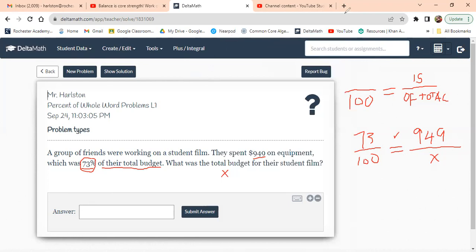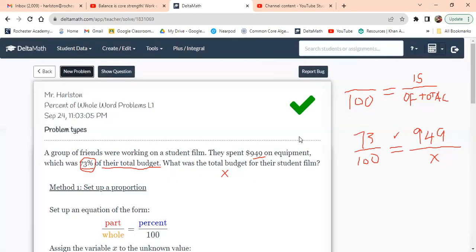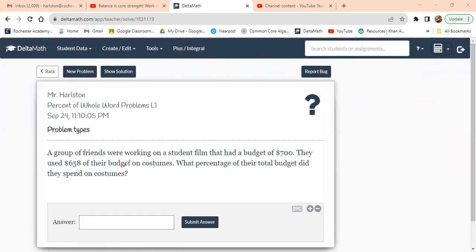So let me click on this, type in 1,300, and let's go, submit it. That's the answer. Okay, let's do another one. Let's clear this stuff off of here, and let's start over.